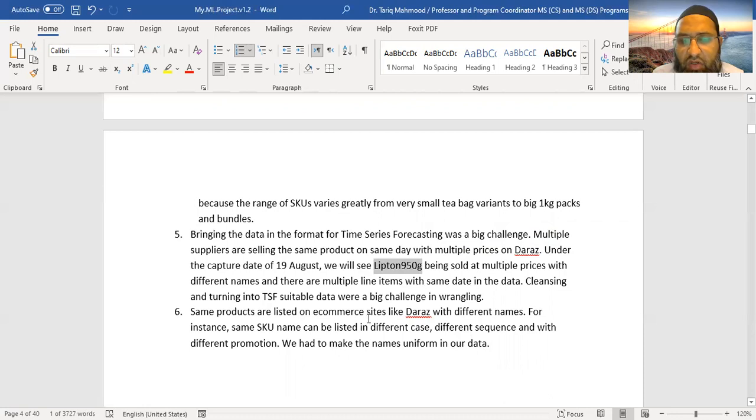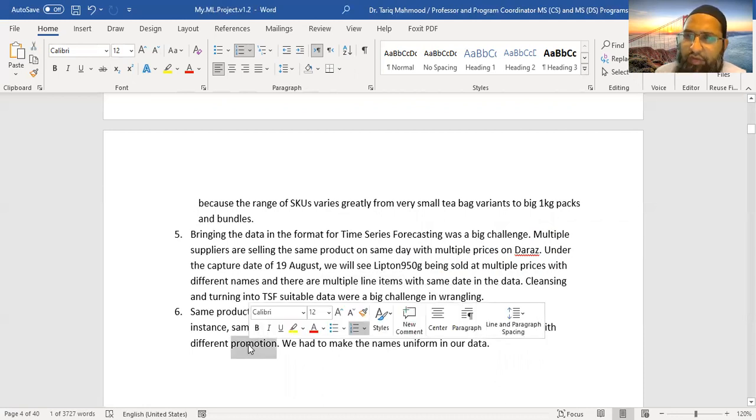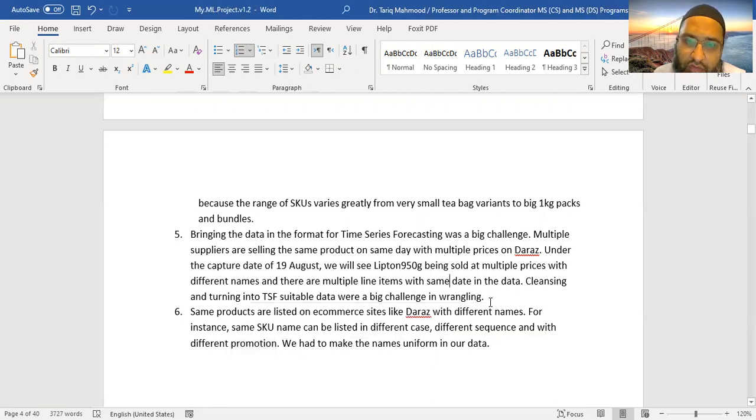Same products are listed on e-commerce sites like Daraz with different names. That's the problem we have here: the product is the same, but the names are different. For instance, the same SKU name can be listed in a different case, a different sequence, and with a different promotion. So when we scrape the data, we scrape everything, but then we have to wrangle later on to understand which product is being offered with different names, at different prices, with different promotions on the same day. That becomes a huge challenge for time series forecasting and also for the basic EDA.